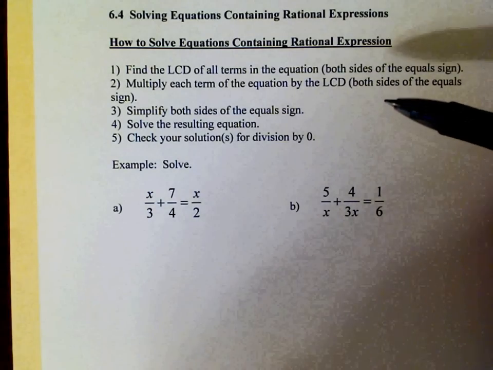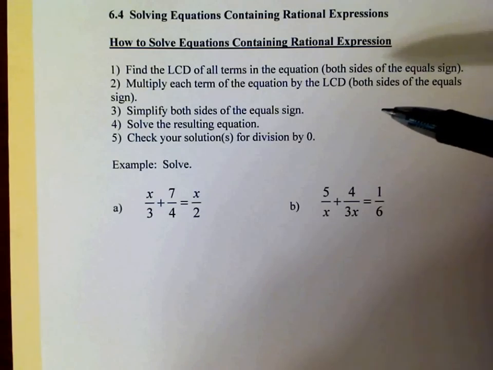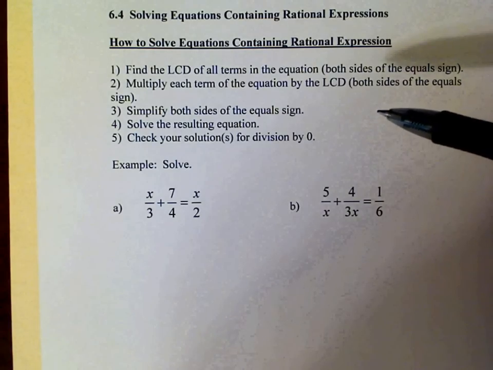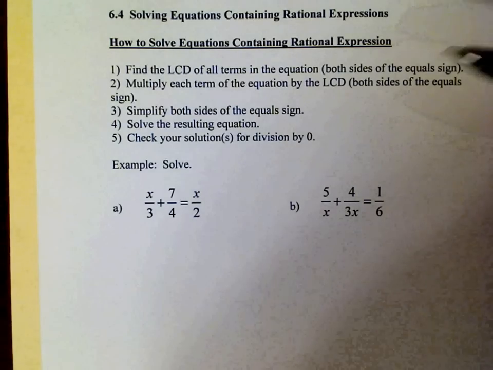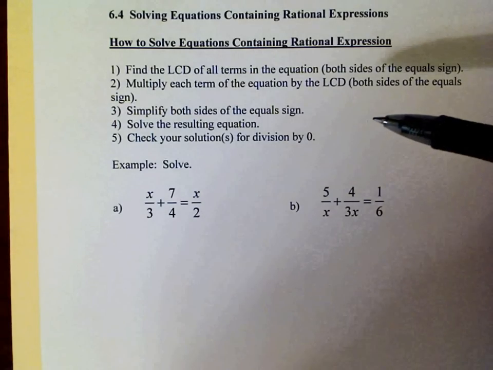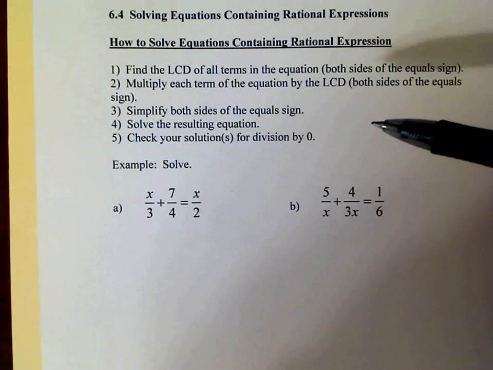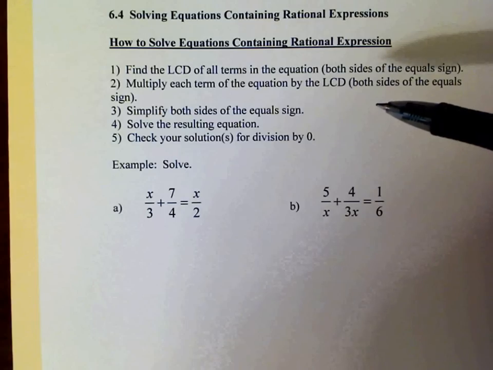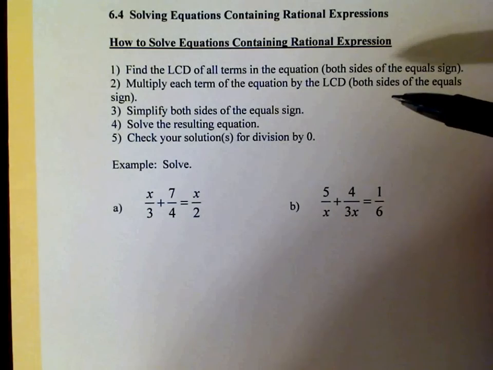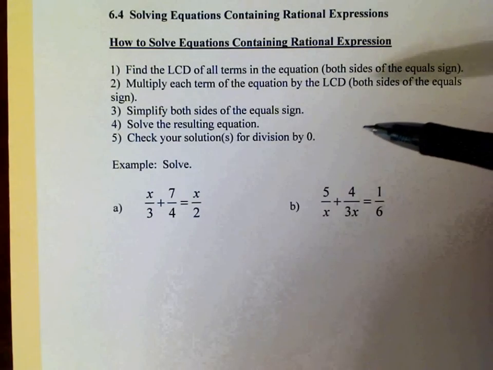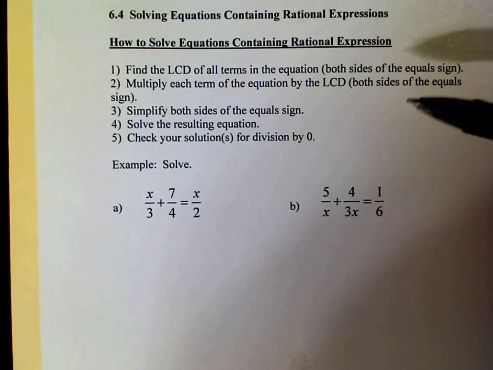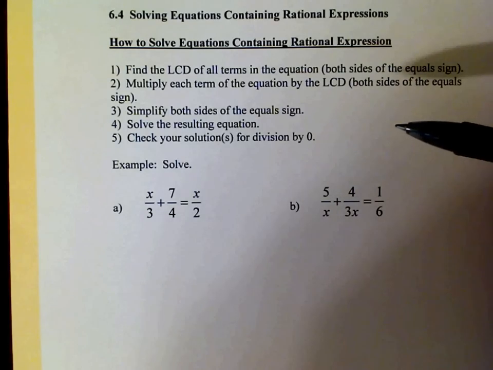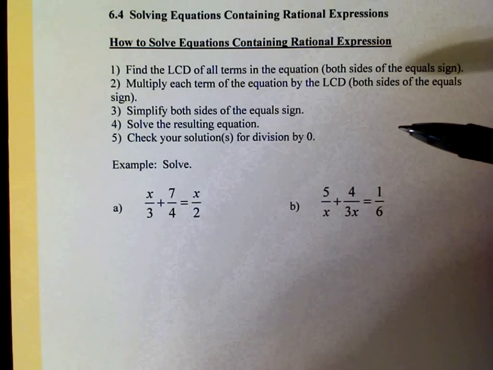And then you find the LCD of all the terms in the equation, both sides of the equal sign, not just the left side or the right side, both sides. Then you multiply each term on both sides of the equal sign by the LCD. When you do that, you will see the denominators start to cancel out. And then you'll continue as you always would as far as solving. Sometimes you may get a quadratic equation that you have to solve by factoring, but that's okay.